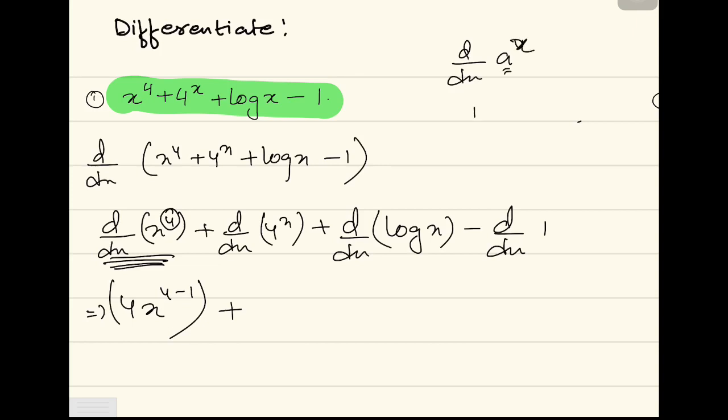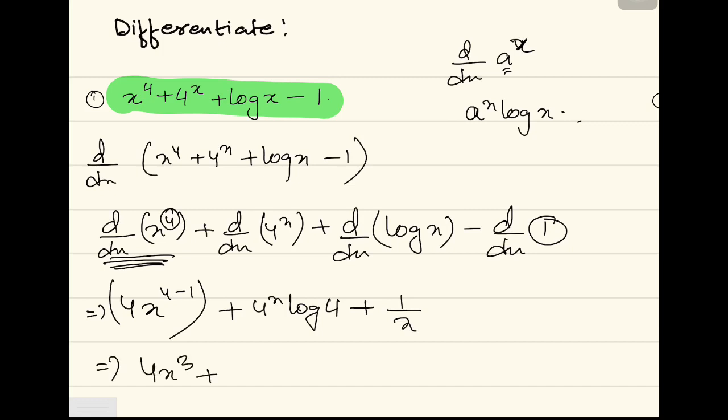So the formula is a to the power x log a, if you remember. Look at the standard derivative, isn't it? So that gives me 4 to the power x log of 4. And finally, what is d/dx of log x? 1 by x, and d/dx of 1 is 0, so you don't need to write that because 1 is constant, correct? Okay, so now this gives me 4x cube plus 4 to the power x log 4 plus 1 by x, and that's the answer for this sum.